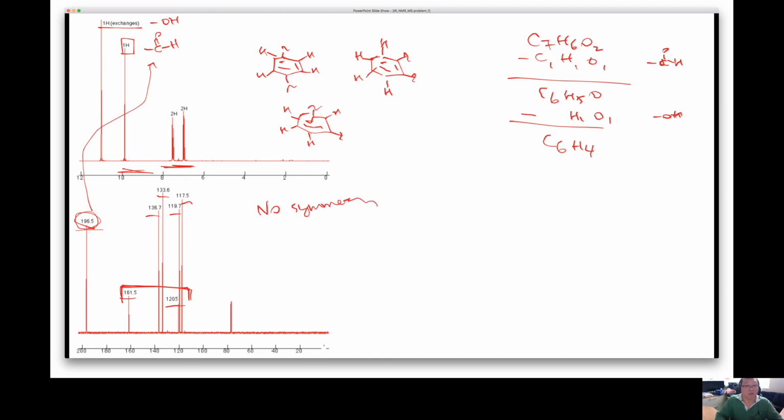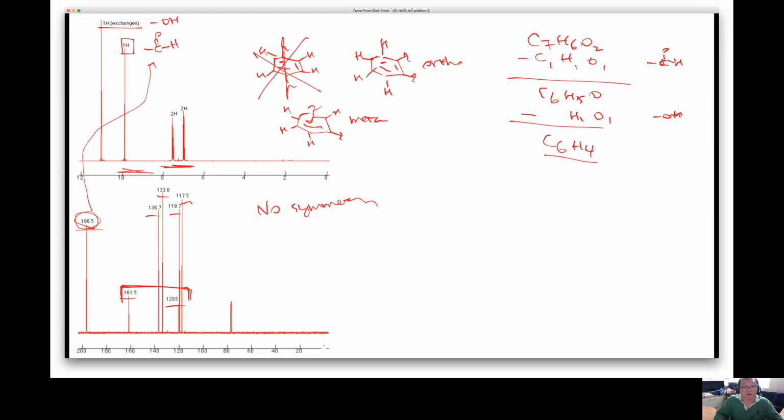If it's para-substituted like this, then it will be symmetrical, so we should have a smaller number of carbon peaks. That excludes this possibility. So it's either the ortho substituted or the meta substituted. I don't know which, but at least it is one of those two. And the C6H4 is basically all the things that we need to find out.